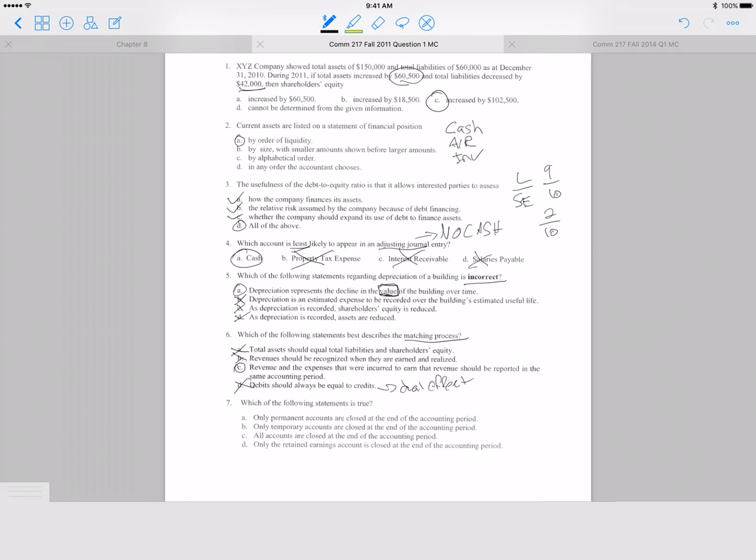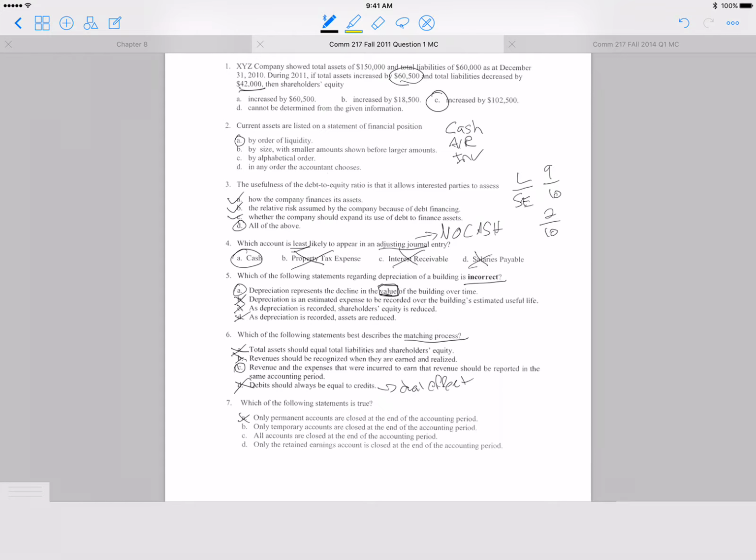So number 7. Which of the following statements is true? A, only permanent accounts are closed at the end of the accounting period. That's not true because we know that all accounts that are closed are from the income statement, and those are temporary accounts. You'll never see an account like cash or a long-term asset being closed at the end of the year, so that's not true.